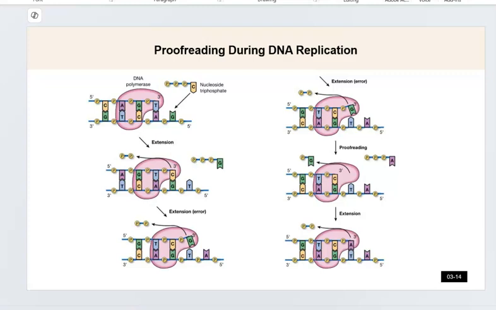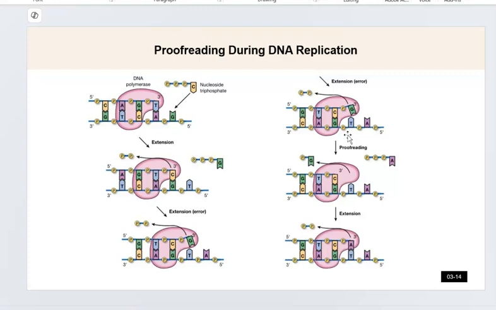This one here is an illustration of proofreading. Proofreading during DNA replication is able to identify mismatched bases and remove them before moving further down the strand. So this process of proofreading greatly reduces spontaneous mutation formation, which is really important. So if they find an error, they can fix it before it's complete.